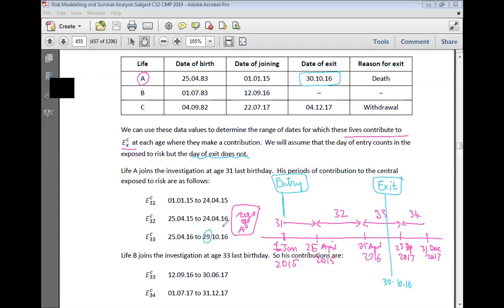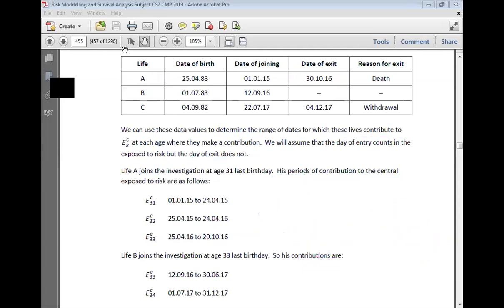So you see that this A person contributes to the 31st age, 32nd age, and 33rd age, right? So whenever we want to figure out exposed to risk for these particular ages, we know we will have to count the A guy for 31, 32, and 33. So we will do the same thing for our B as well.